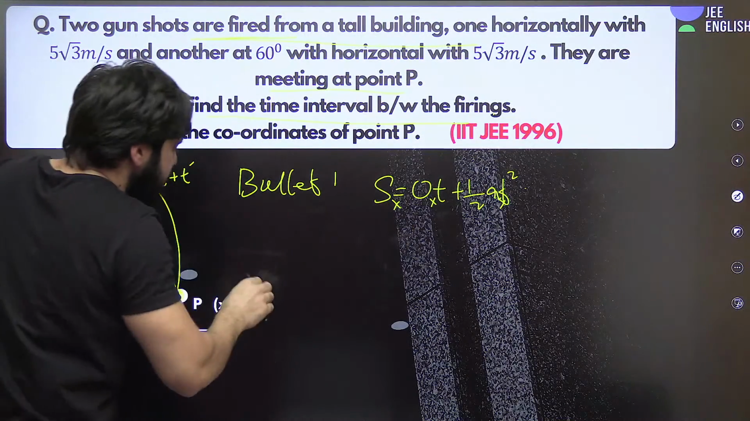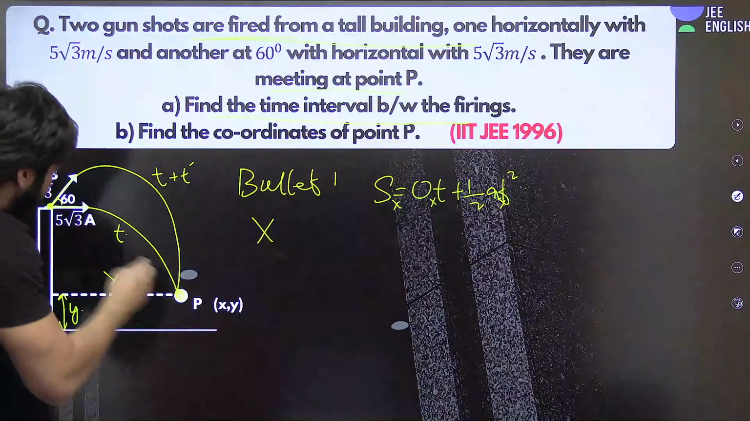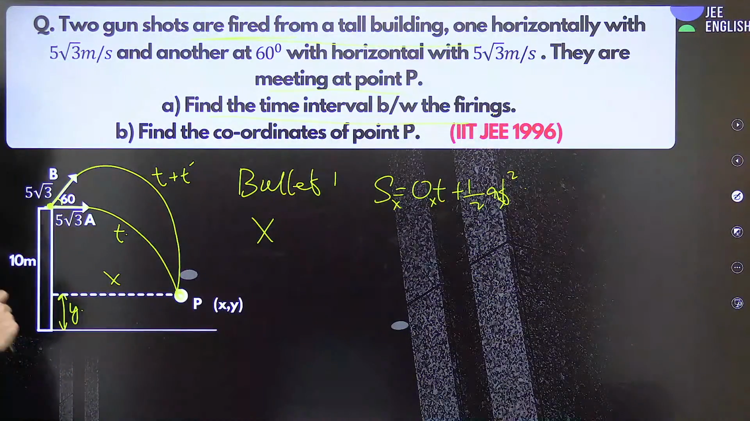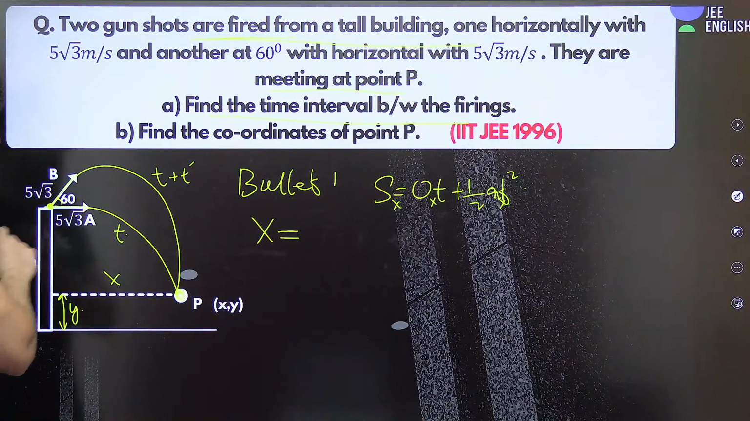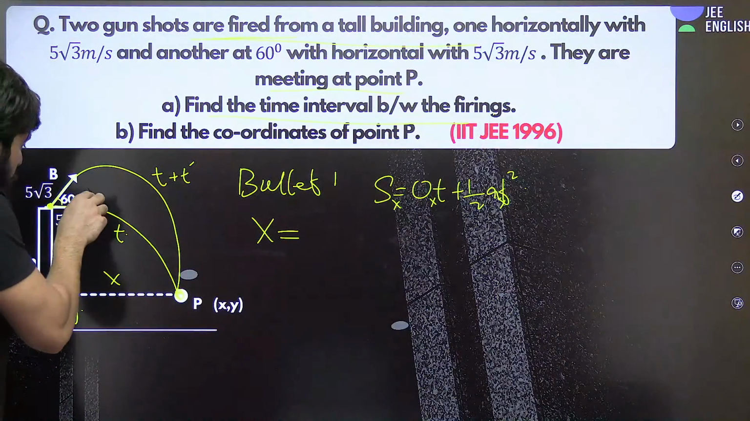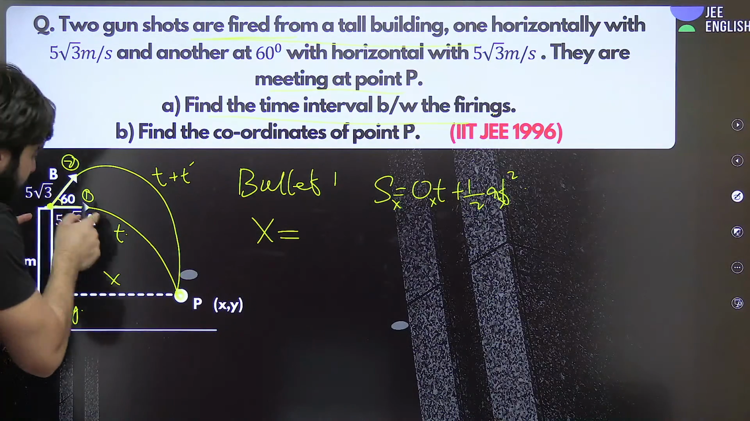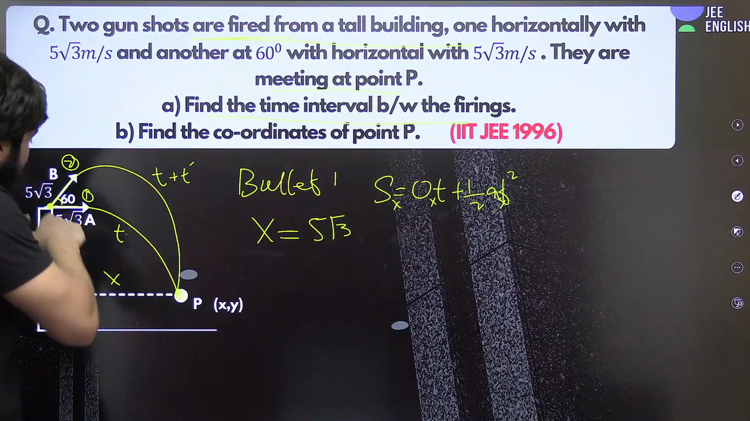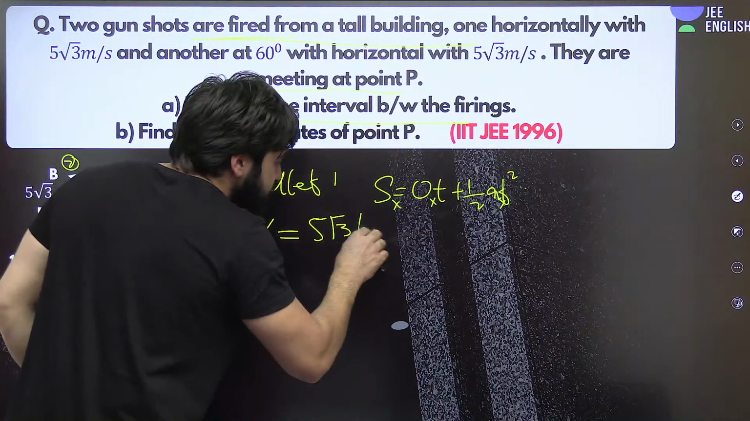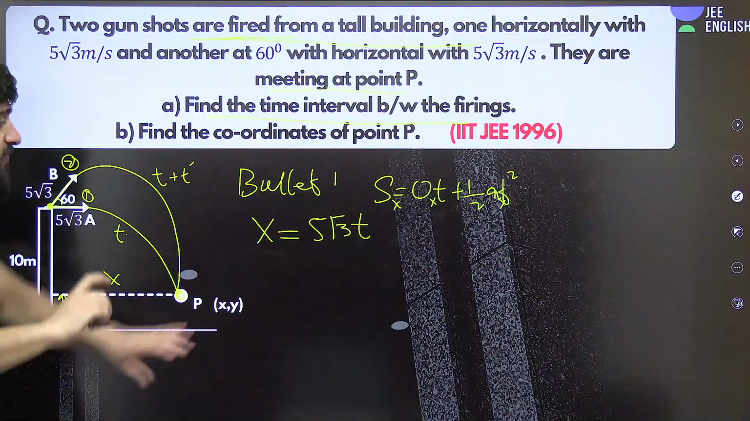In this, you can definitely write this x, how far it can exactly go. This x is equal to, what is the velocity of this first bullet? I call this bullet number 1. This is bullet number 2. It is 5√3 only. Understand how much time it is taking from this point to this point? So it is t. So we got this x.